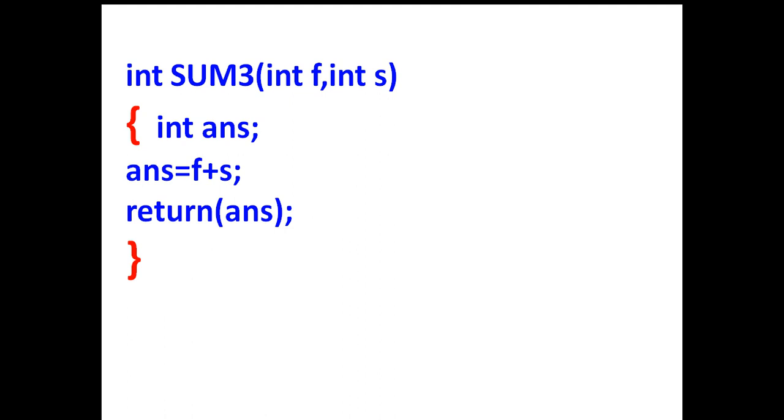int sum4, same, then we have kept the empty brackets. Then we get two values, A and B. The user will enter two values, and the first value will be stored into A and the second value will be stored into B. Those values are added and the added answer will be kept in the answer variable. Then the answer will be returned.